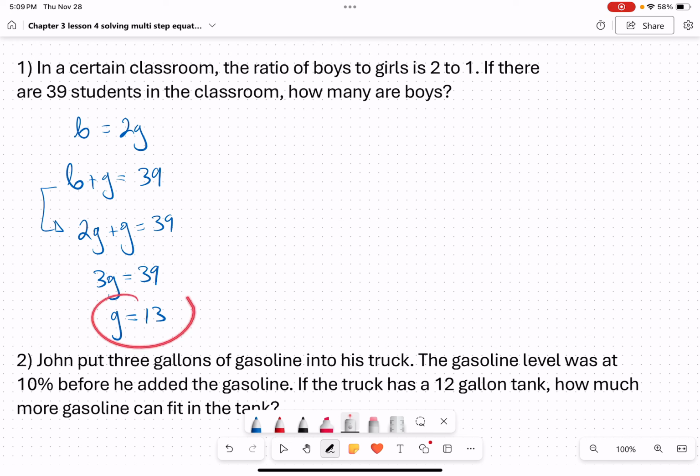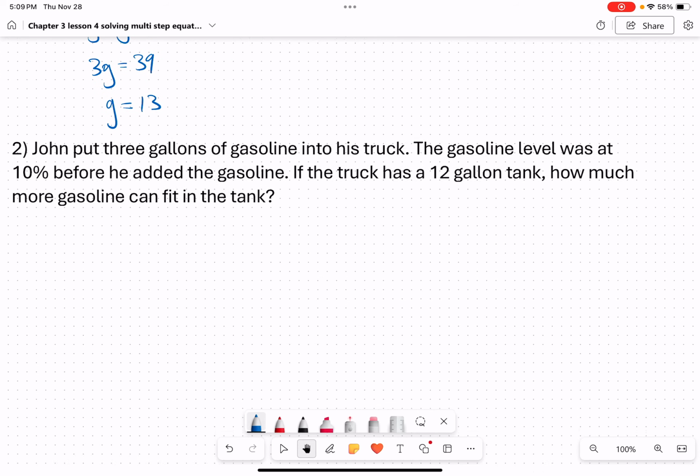I think it's better if we substitute this into the first equation, and we're going to be able to see that instead of having G, we're going to have 2 times 13, and that is 26. So that means that the answer for this question, how many are boys in the classroom? Well, there are 26 boys in this classroom. Okay. Now let's take a look at number 2.